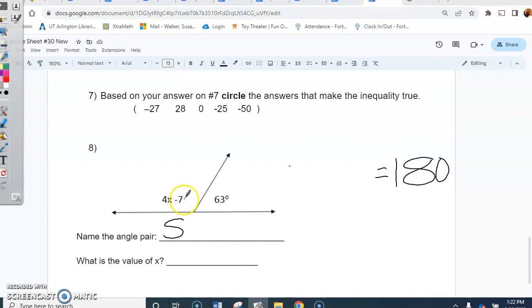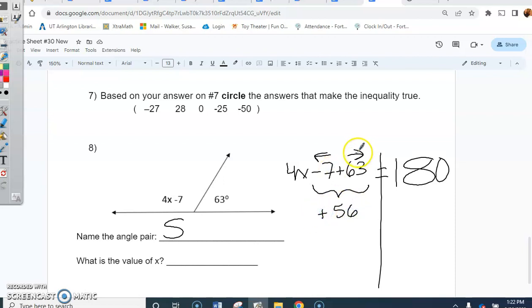So my equation would be 4x minus 7 plus 63. Sometimes all it does is ask you for the equation. It might be that answer, okay? But if not, they might want me to group those, okay? So what is -7 plus 63? Difference, subtract. And when I subtract 63 minus 7, I get 56. And it's a positive because it's more to the right.